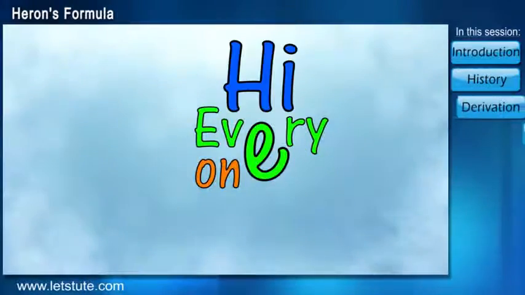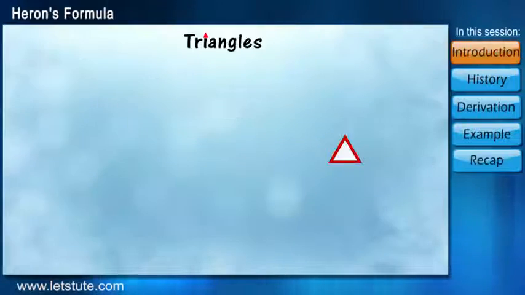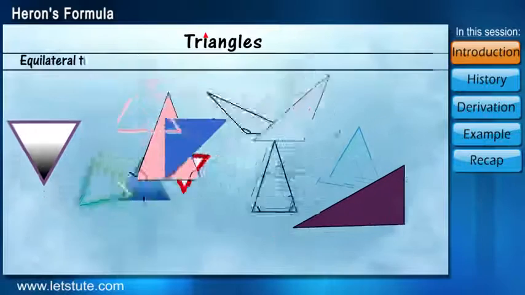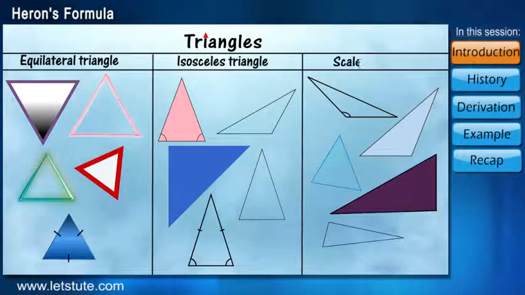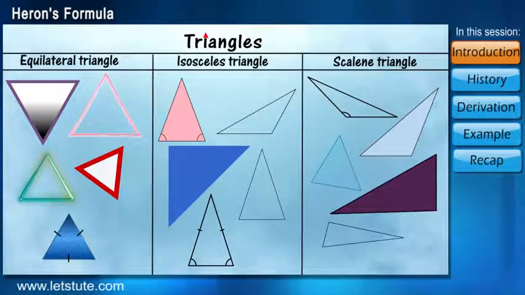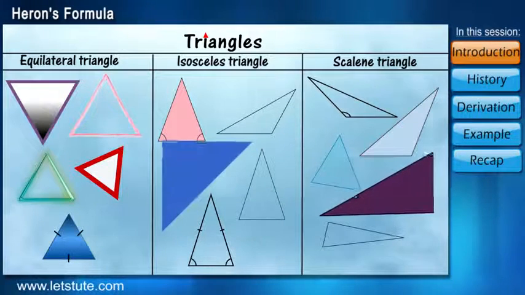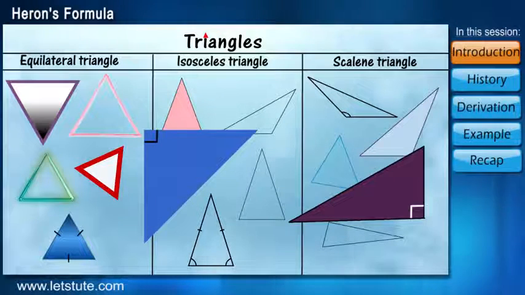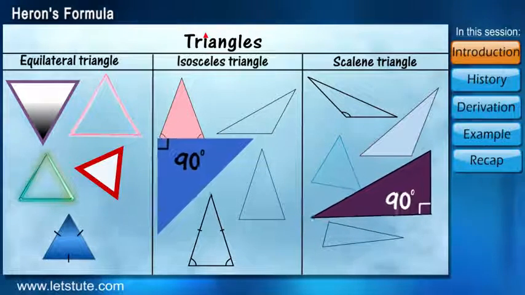Hi everyone! Triangles. Basically, there are three types of triangle: equilateral triangle, isosceles triangle and scalene triangle. Are we forgetting about some triangle? Yes, a right-angled triangle. It's just a triangle with one angle as 90 degrees.